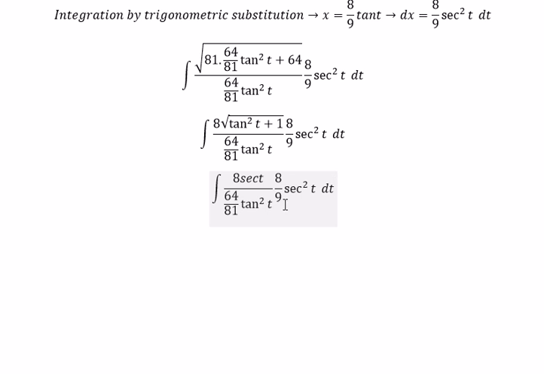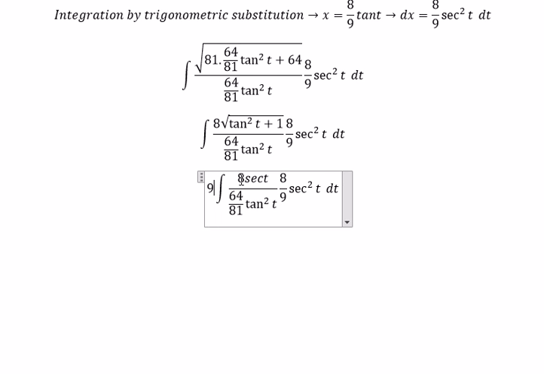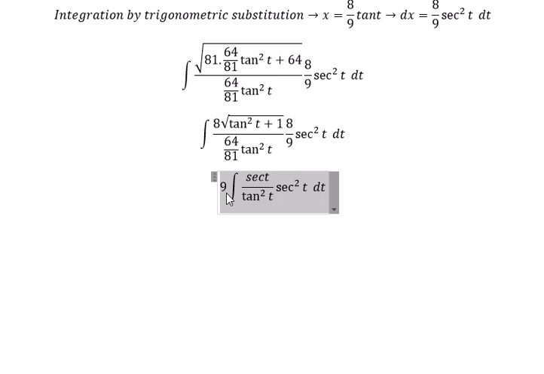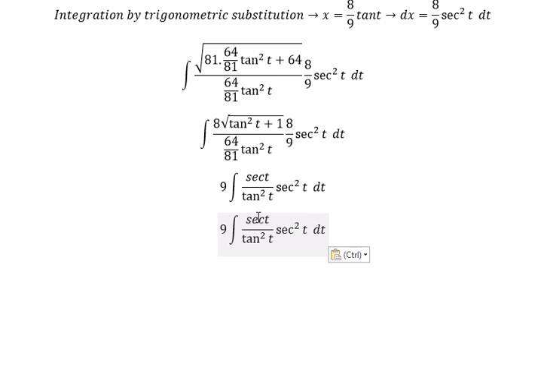8 over 9, 64 over 81, we can simplify. And you got 9. Secant of t square multiplied with secant of t, you got secant of t to the power of 3.